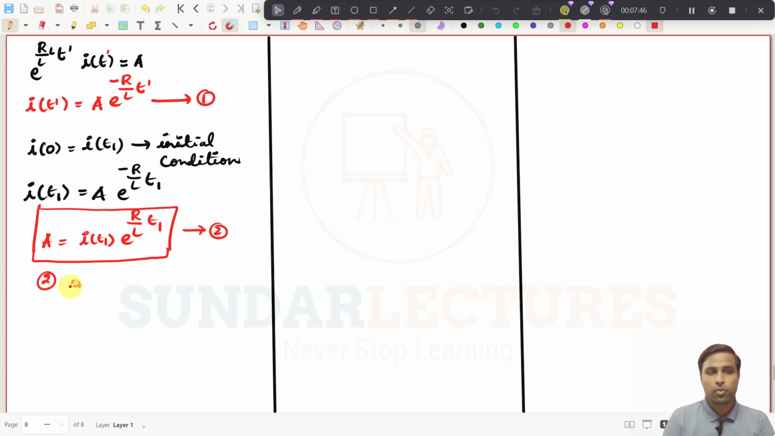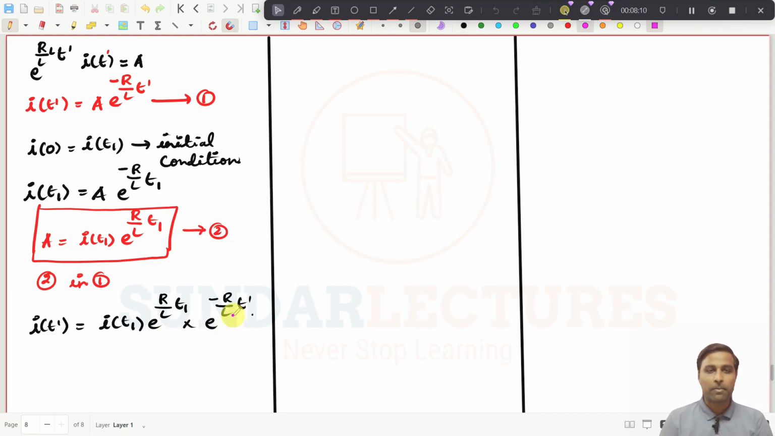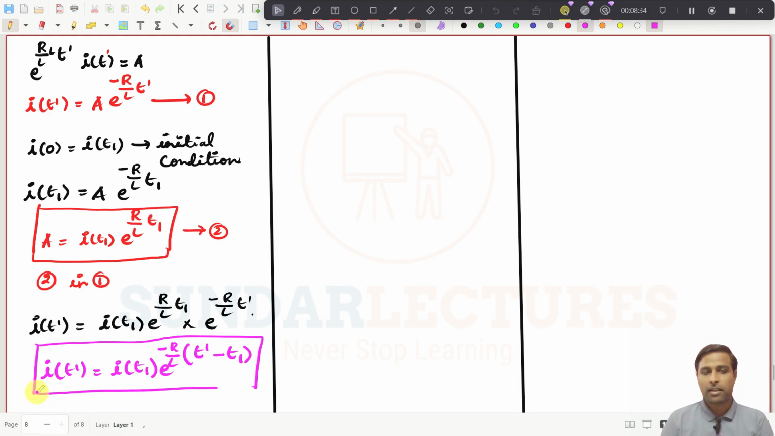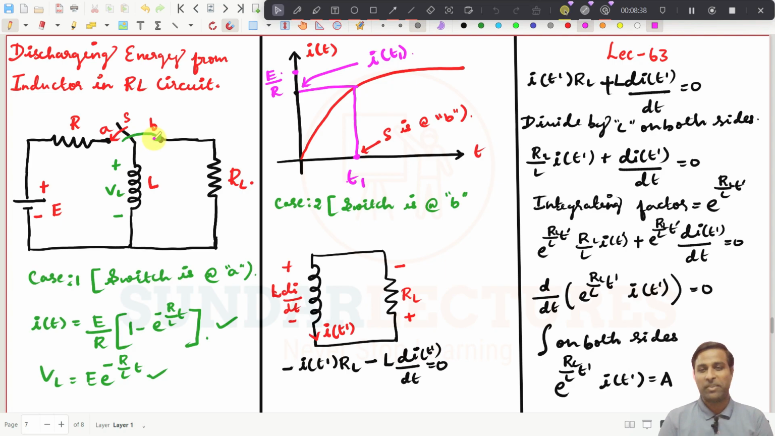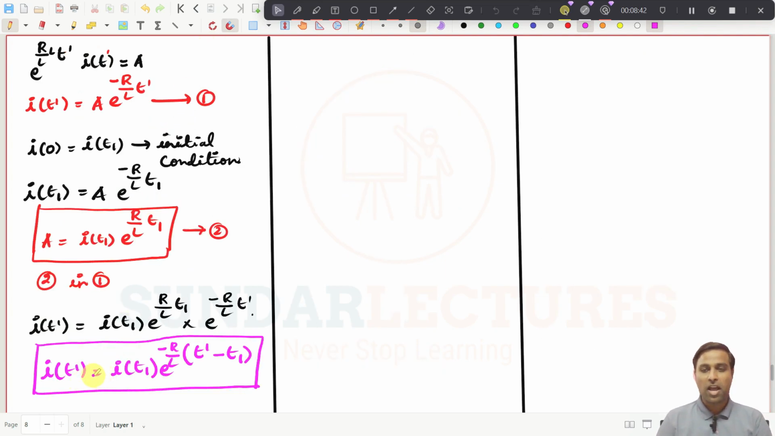Substitute expression 2 in 1, what will you get? I of t dash will be equal to A, which is nothing but I of t1 into e power R by L into t1, multiplied by e power minus R by L into t dash. Now, if you take minus R by L outside commonly, this is the final expression: I of t dash is I of t1 into e power minus R by L into (t dash minus t1). This is the final expression for the switch connected to point B, that is the current that will flow after the switch is connected to point B.